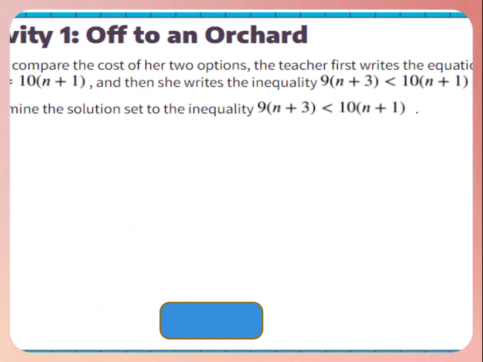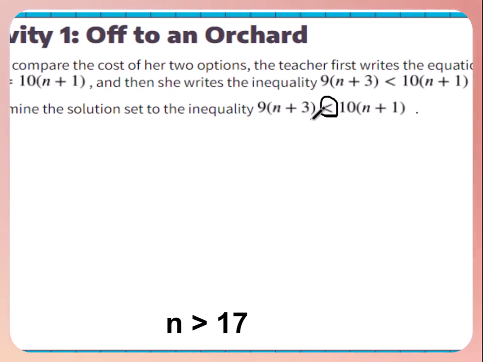To help her compare the cost of her two options, the teacher first writes this equation and this inequality, which we just saw. To determine the solution set to the inequality 9 times n plus 3 less than 10 times n plus 1, if you solve that, you should get n is greater than 17. Now I want you to notice, before we work through this, and I want you to take notes in your workbook, this has changed direction, so we must be multiplying or dividing through by a negative somewhere in here. So let's follow the steps.